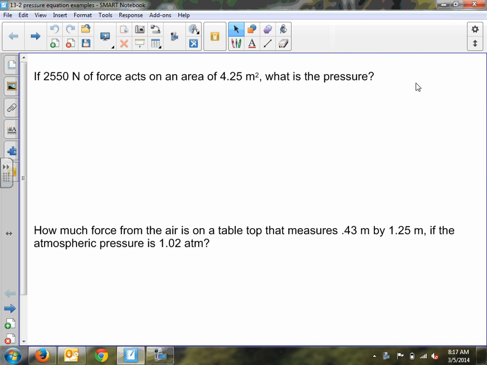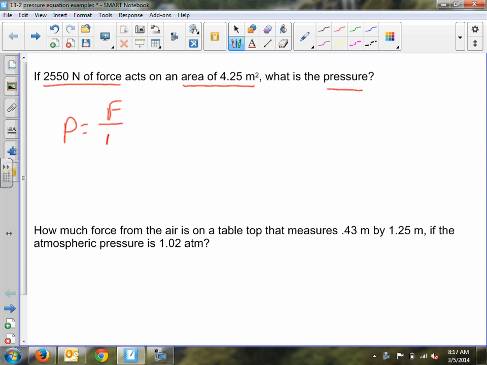We're going to do a couple of examples with some of the pressure equations we've been talking about. In the first problem, if you're given 2,550 newtons of force and you're given an area, we can easily find the pressure because we know pressure is force over area. In this equation, the units for pressure will be in pascals if the force is measured in newtons and the area is measured in square meters, because 1 pascal is 1 newton per square meter. These units all are correct, so we don't have to worry about converting anything.